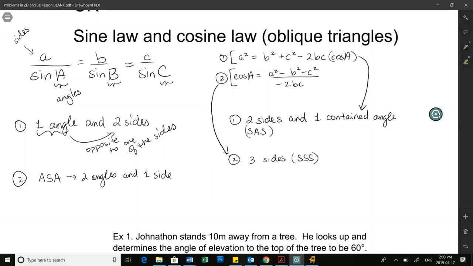Okay, sine law and cosine law do work in right angled triangles. However, I think SOH CAH TOA is just like the more efficient method of us solving for an unknown when it's a right angled triangle. But if you happen to use sine law or cosine law, you can still use those within right angled triangles. However, it does not work in reverse. I can't use SOH CAH TOA in non-right angled triangles. Okay?